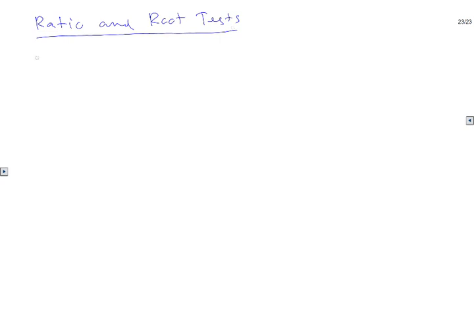So let's write this as a theorem. This is the ratio test, so we can take a ratio. It's a very powerful test. So let sigma a_n be a series. Then three things can happen.